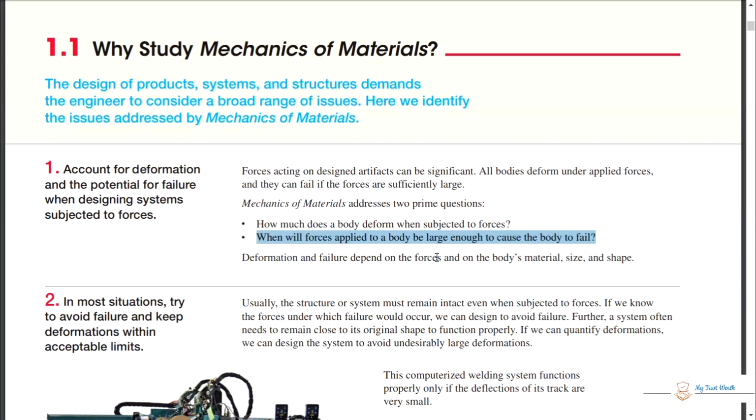Deformation and failure depend on the forces and the body's material, size and shape. I will include shape within size, because of how you are going to deal with the shape. Is it a rectangle, a circle, or maybe a trapezium or trapezoid? Which type of shape is it? By size, we mean length, maybe depth.